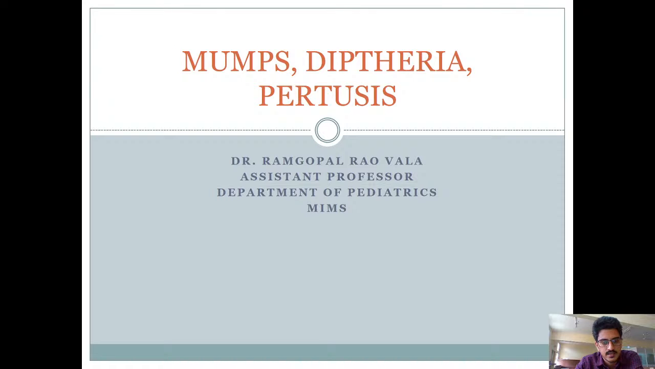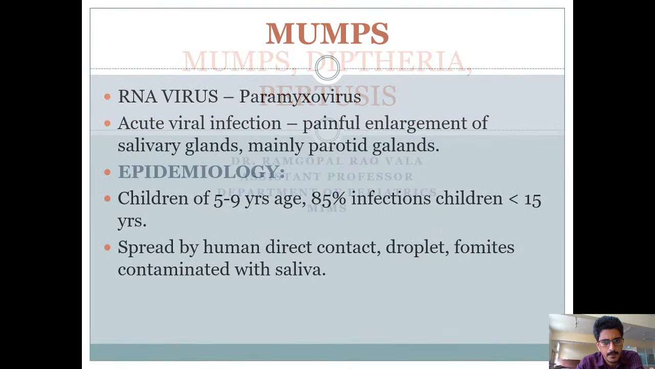And each disease has its own specificity and characters. See, mumps is a viral disease and diphtheria and pertussis are bacterial diseases. You may know the etiological agent, host, environment, all these things in SPM, but let me go through each disease separately. So, mumps.